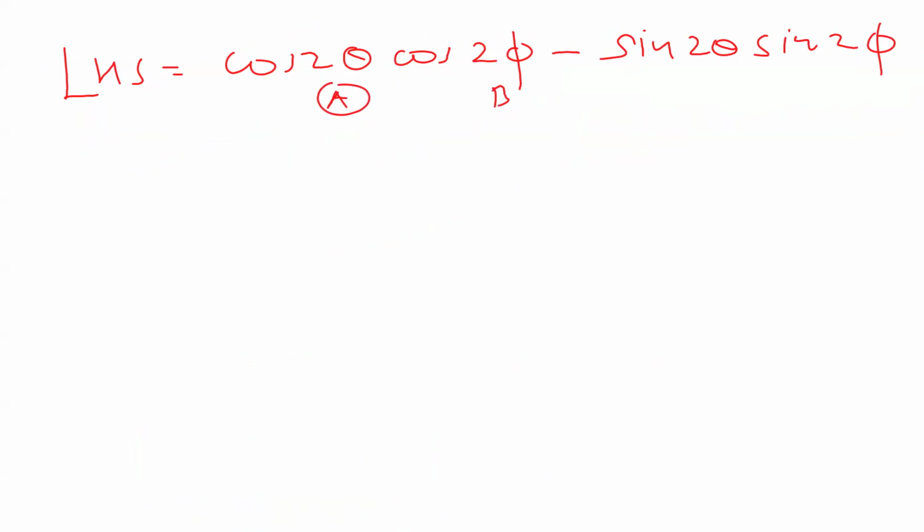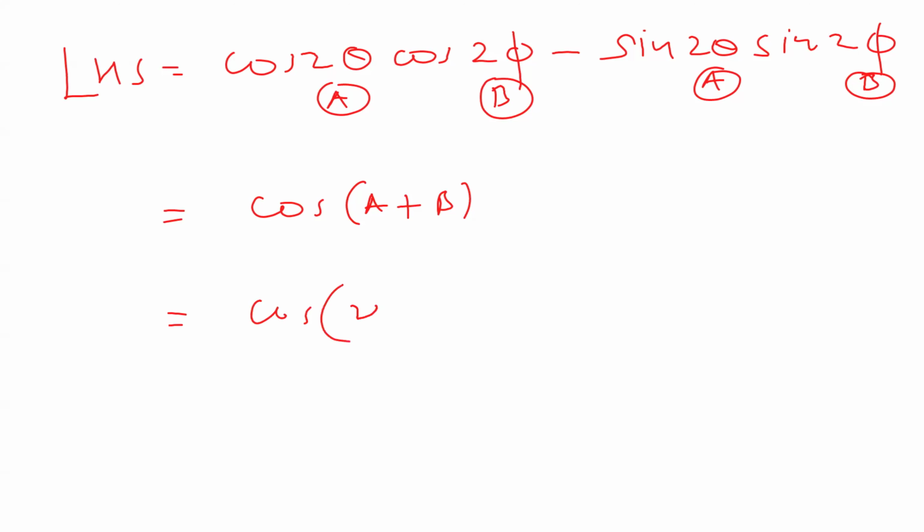So cos A cos B minus sin A sin B. That is cos A cos B minus sin A sin B. That's cos A minus B. Cos A plus B, sorry, because negative will become positive in cos. So this will be cos 2 theta plus 2 phi. And this is your RHS. You can verify this. You can scroll back and check, like if you're getting confused anywhere, you get the right answers. Or your confusion will be clear.